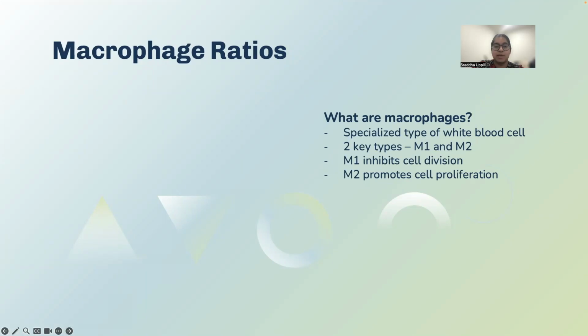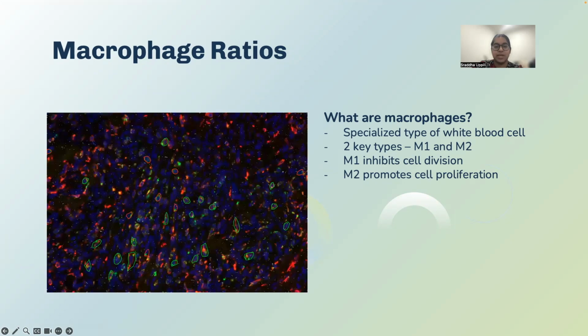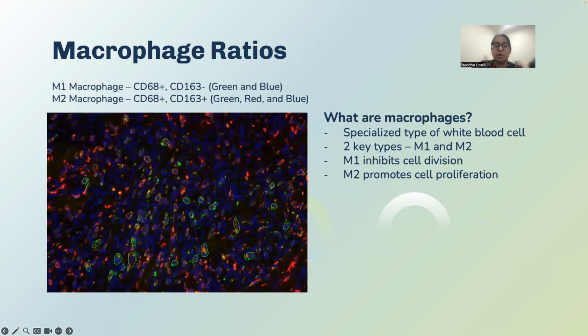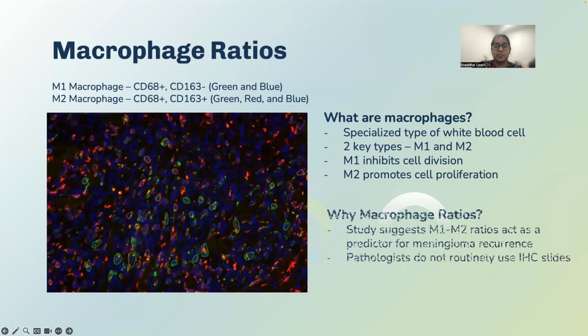Macrophages are a specialized type of white blood cell, and there are two key types I focus on in my research. M1 macrophages inhibit cell division, and M2 promote cell proliferation. This is an immunohistochemical slide of a meningioma patient. The M1 macrophages are circled in red, and the M2 macrophages are circled in green. M1 macrophages are characterized by CD68, and they're stained in green and blue. M2 macrophages are characterized by CD68 and CD163 and are stained in green, red, and blue.